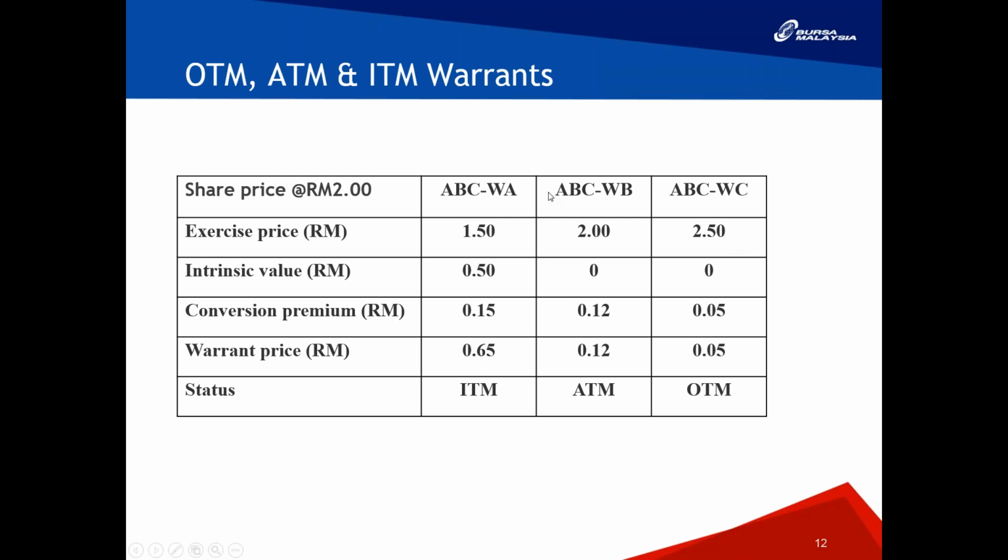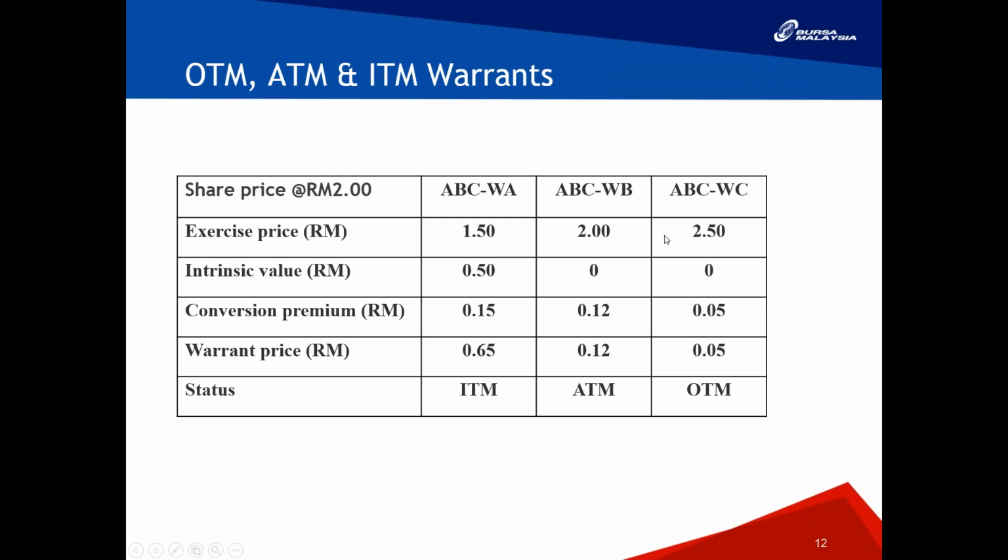Now, if you look at that, and assuming the share price is still at 2 ringgit, you would be able to tell that the intrinsic value of warrant B is 0, which is arrived at by taking share price 2 ringgit minus the exercise price 2 ringgit. So intrinsic value is 0. The intrinsic value of warrant C is also 0.